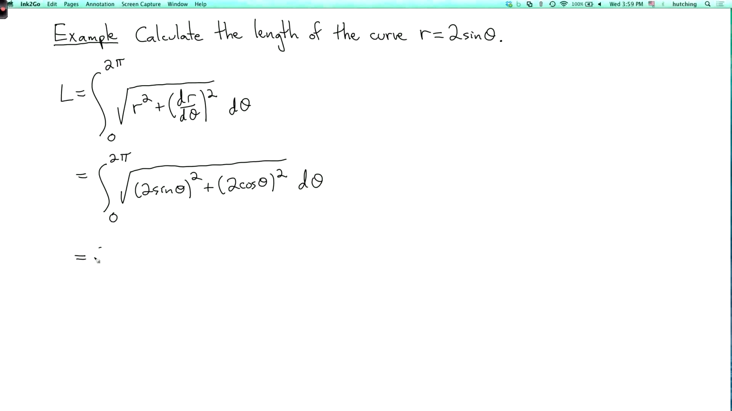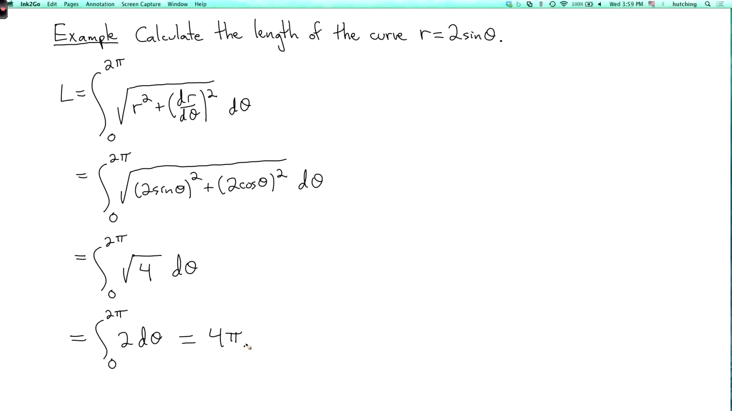So this is the integral from 0 to 2 pi of the square root of what? Well, this is 4 sine squared theta plus 4 cosine squared theta, so that's just 4. And I always take the positive square root, so I have the integral from 0 to 2 pi of 2 d theta, which is 4 pi.